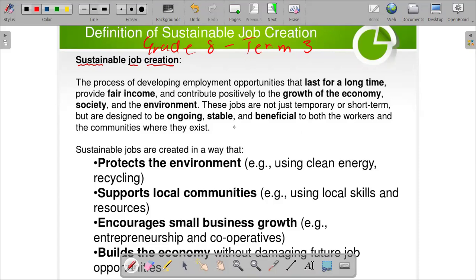Today we'll be focusing on grade 8 work, term 3's work. Remember, we did forms of ownership and entrepreneurship. So today we'll be defining sustainable job creation. Yes, what? Sustainable job creation.